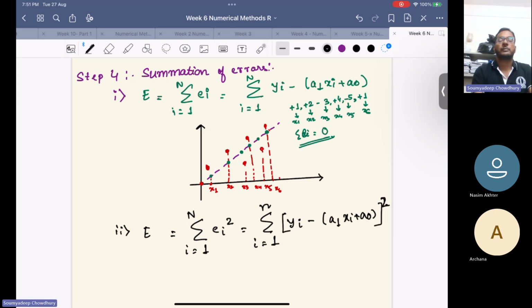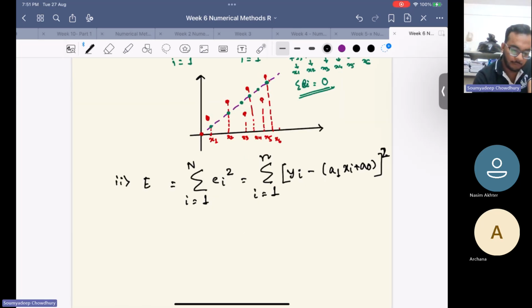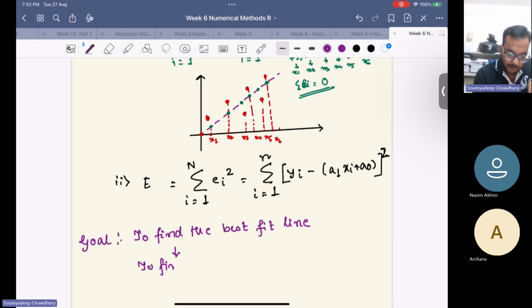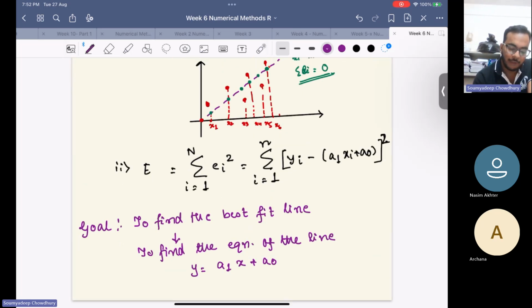So what is our goal here? We have found the error, right? Our goal was to find the best fit line. What do we mean by finding the line? Obviously it means finding the equation of the line. The equation of the line is y equal to a1x plus a0. So finding the equation of the line means we have to find these two coefficients, a1 and a0.